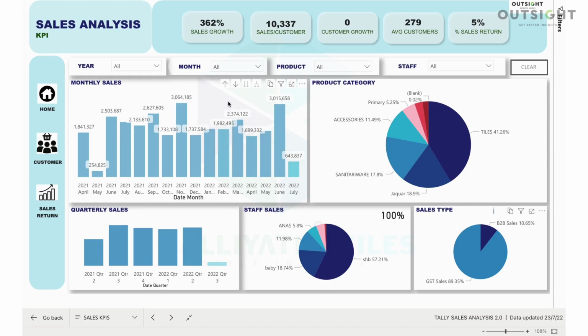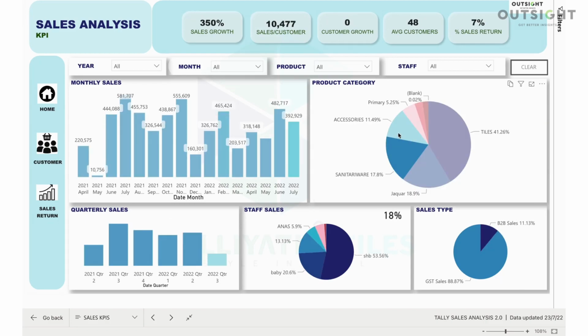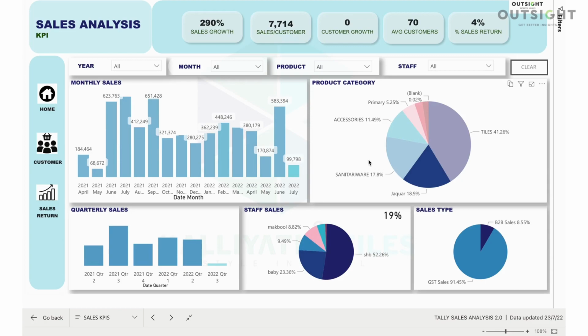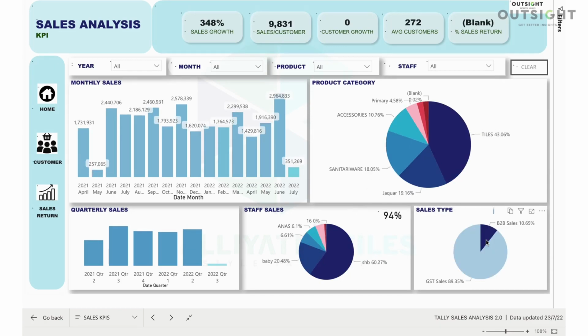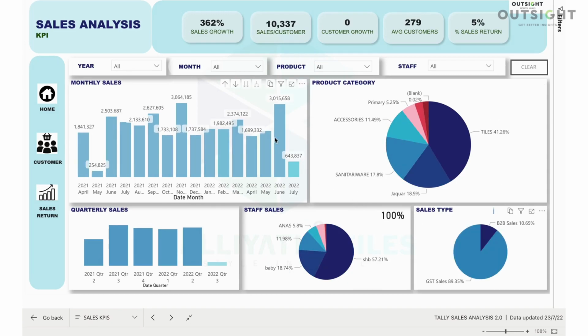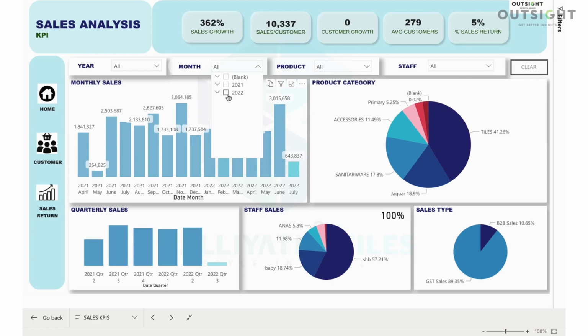In this dashboard, you can see monthly sales, product category of sales, staff sales and type of sales. Overall summary of sales growth, sales value per customer, average customer visits and percentage of sales returns, which can further be analyzed by year or by months.